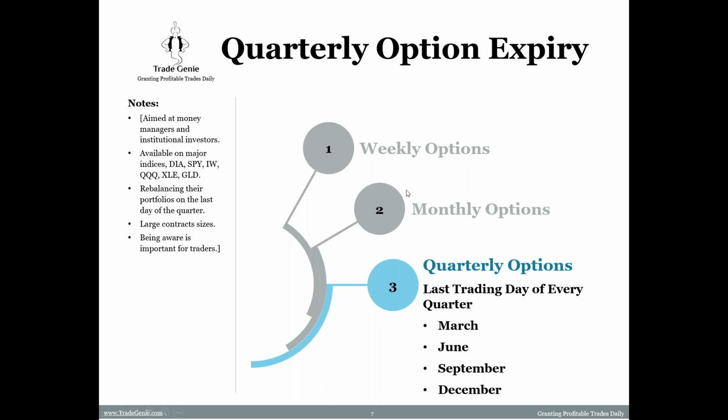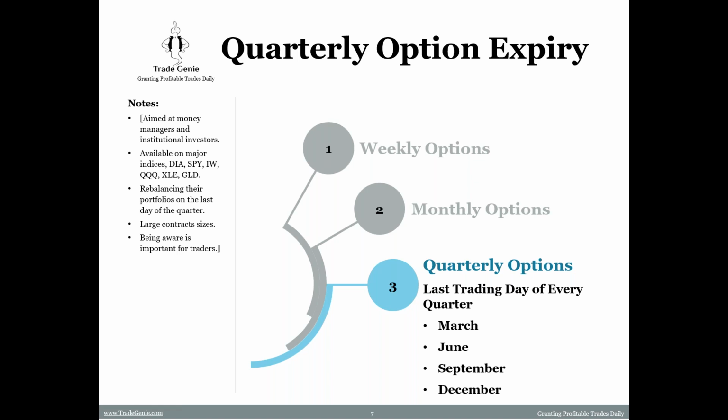So this is the reason this kind of option is created, quarterly options, and it's available only on major indices like Dow Jones, DIA, SPY, IWM, QQQ, XLE, GLD. So quarterly options are designed for indices. And the reason is for the big boys to rebalance their portfolio on the last day of the quarter. So in the quarterly options, you may see large contract sizes.